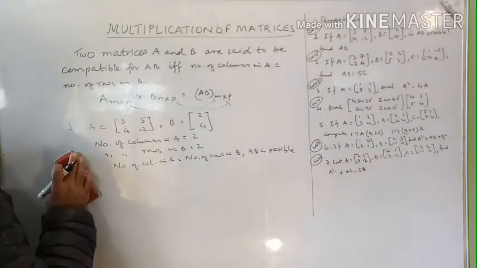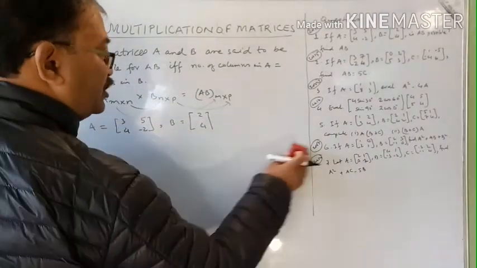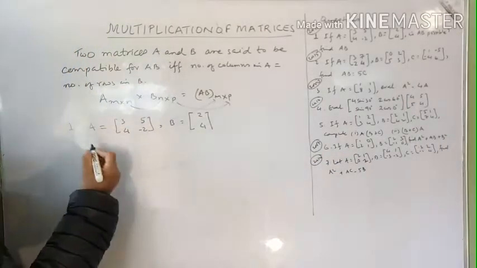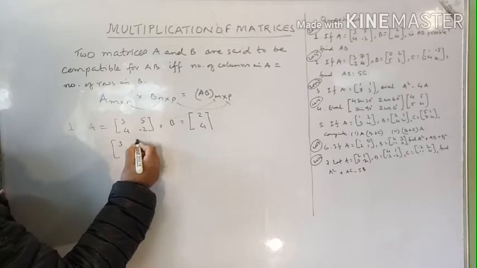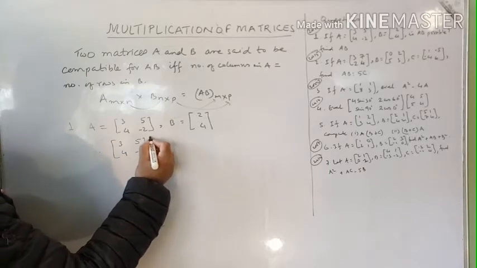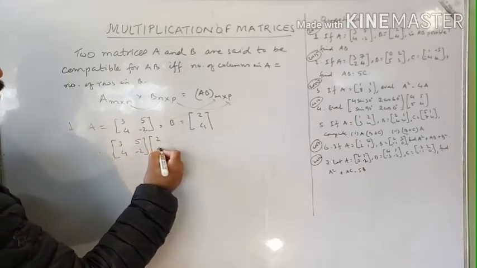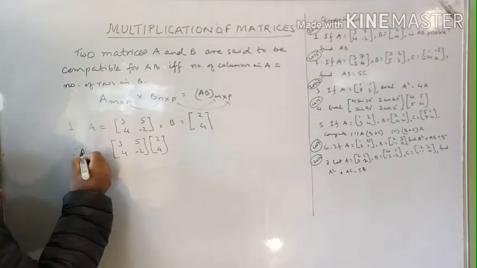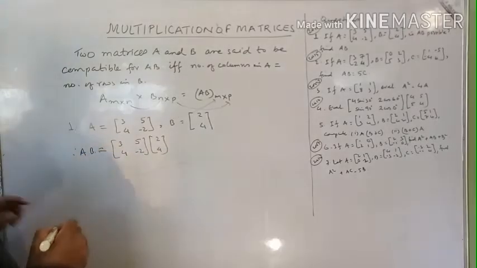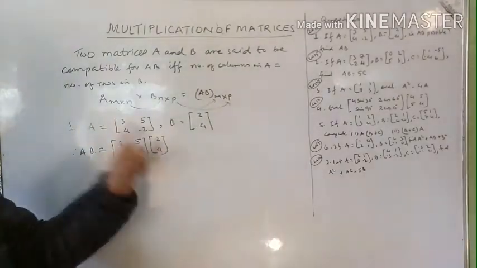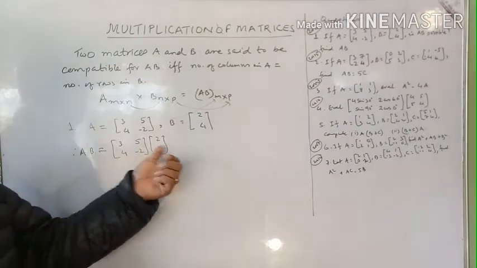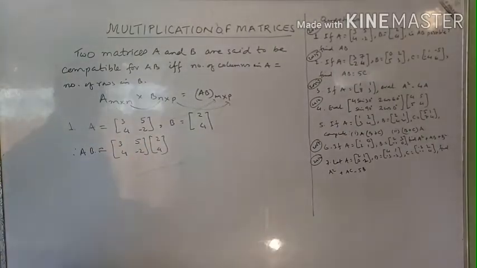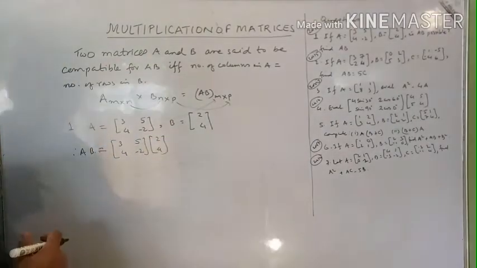Now I will use the second part. To multiply, this is 3, 5, 4, minus 2 and 2, 4. Therefore AB is equal to this. Order is very important. Remember, AB means you must write A first and B later. If you have to find the product BA, then it will be B and A. Product BA is not possible because in B there is one column and 2 rows, so it's not possible.